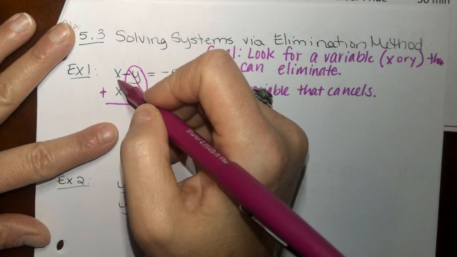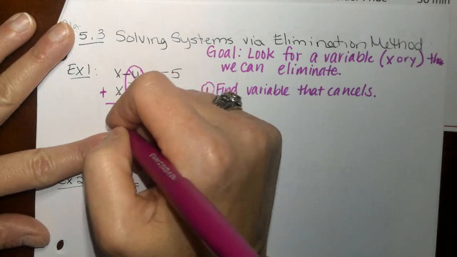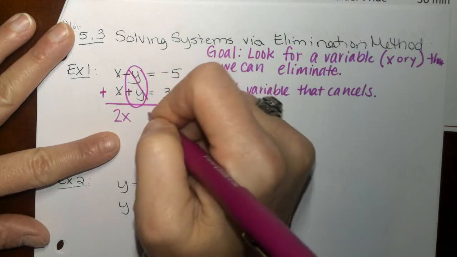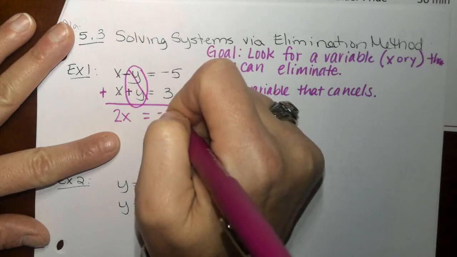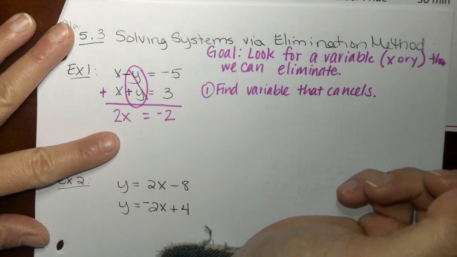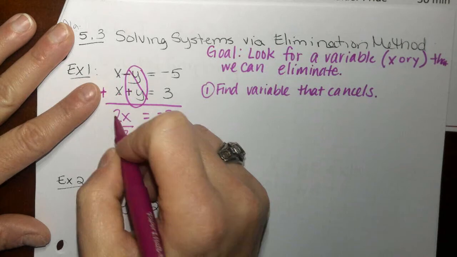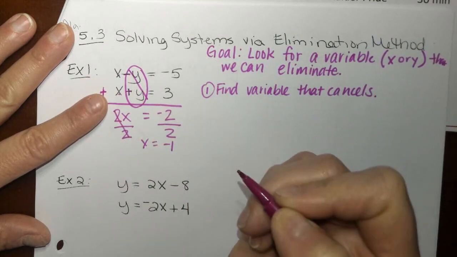So now we just line them up and add them up. We have 1x and another x, so that's 2x. And then these canceled, so no y, equals negative 5 and a positive 3 is a negative 2. So 2x equals negative 2. Divide by 2 to get that 2 off the x. And you get x equals negative 1.